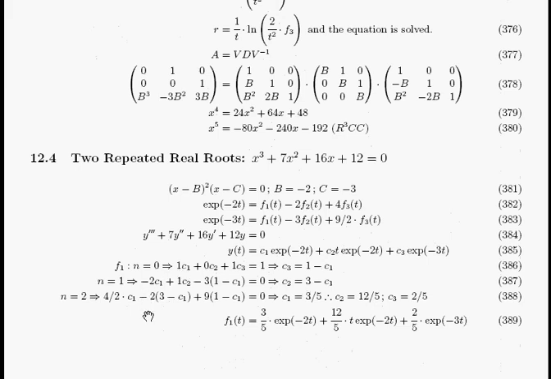1 minus 2, 4 over 2, 1 minus 3, nine over 2. Where is the 9 over 2 here? So this is wrong, okay? So the C3 is 1 minus C1, the C2 is 3 minus C1. Here comes 9 halves.